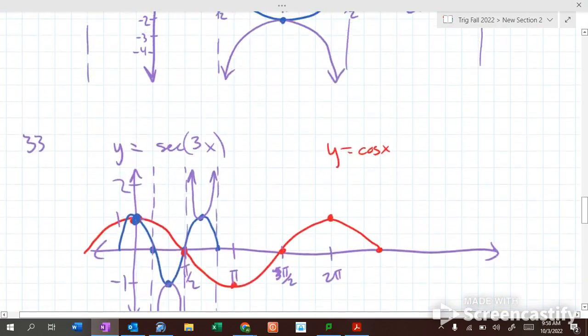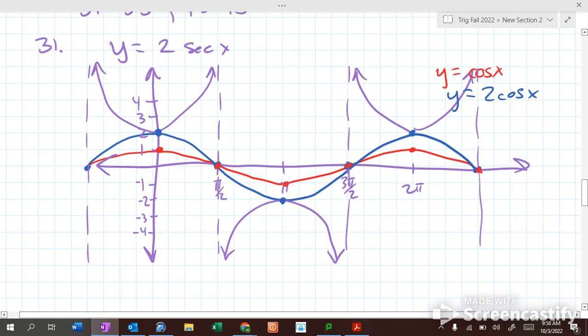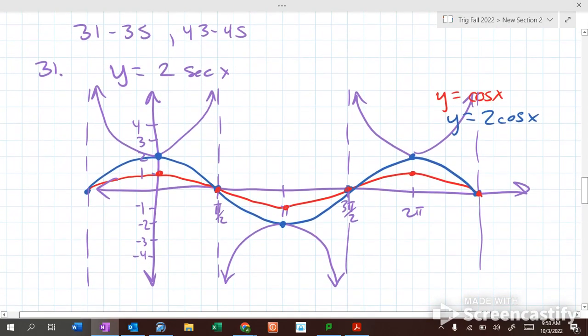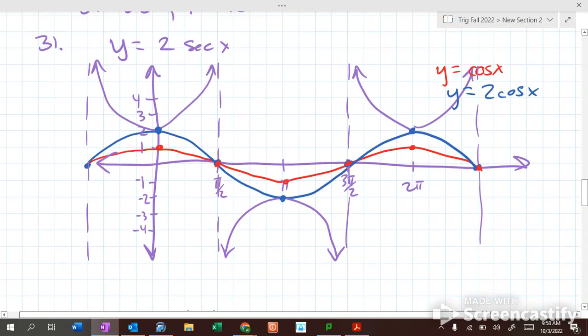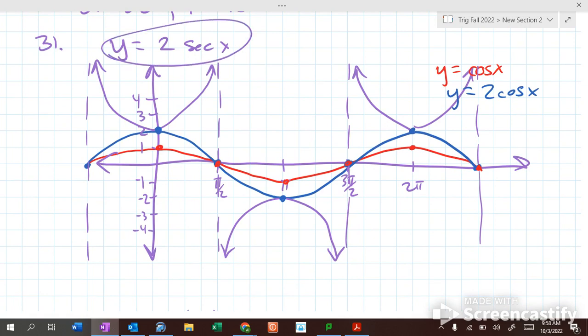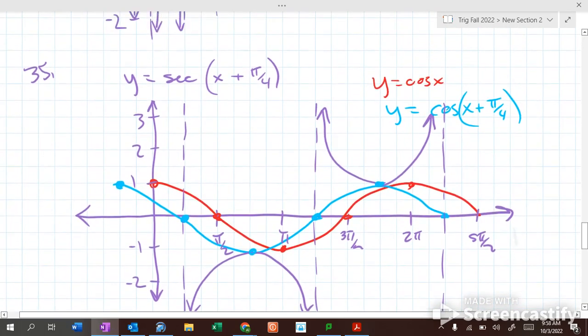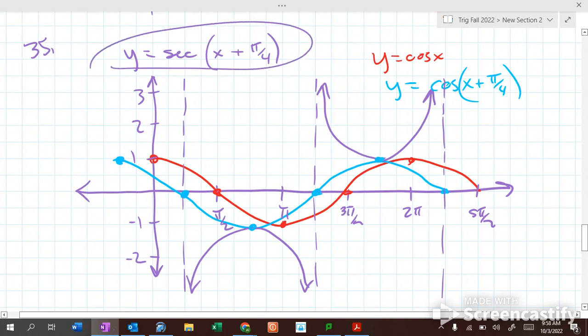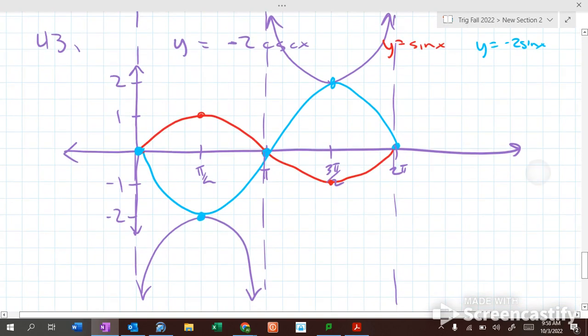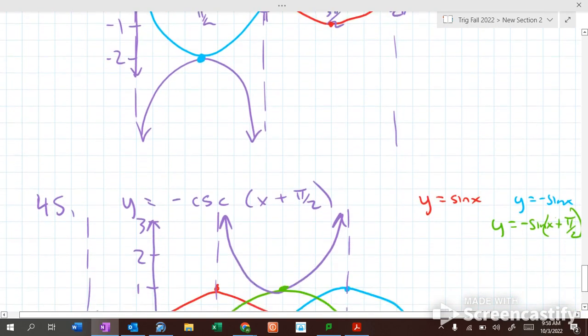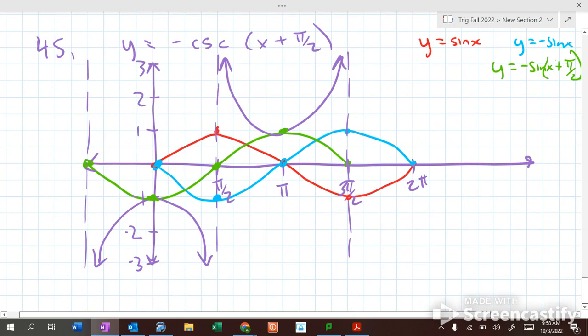Okay, Bailey and Savannah. Here are your problems. We did 31 through 35, 43 through 45. There's 31. The final answer is in purple. 33. Final answer is in purple. Got really skinny because it's 3 times skinnier. 35. Final answer is in purple. 43. Final answer is in purple. 45. Final answer is in purple.